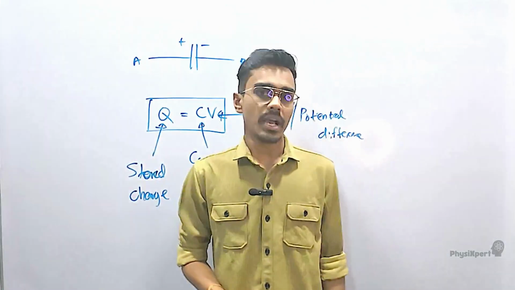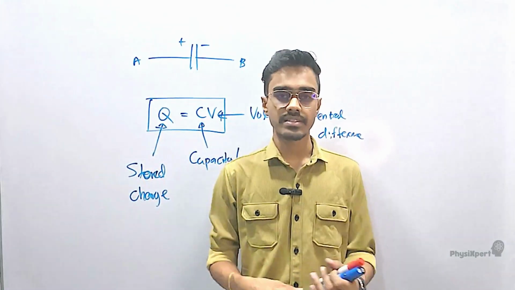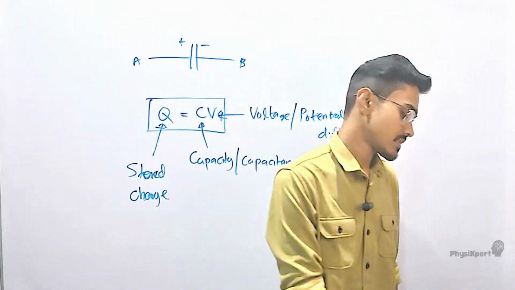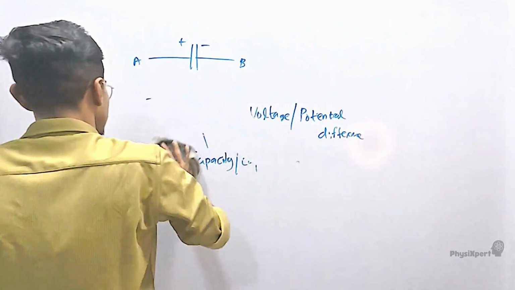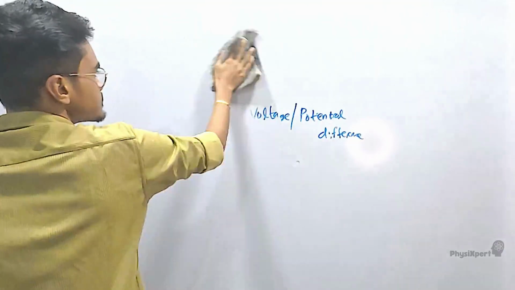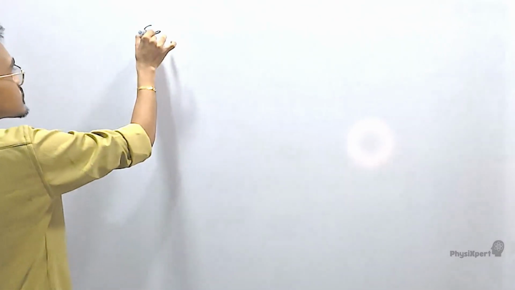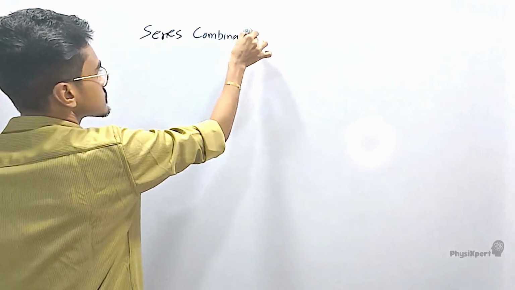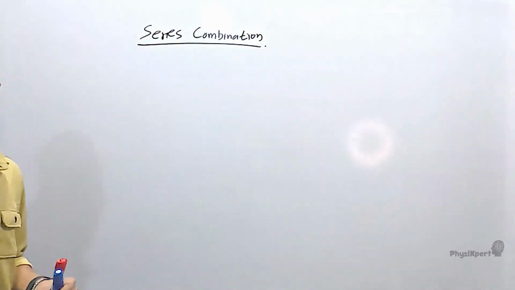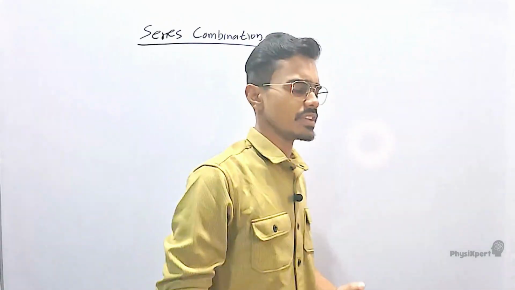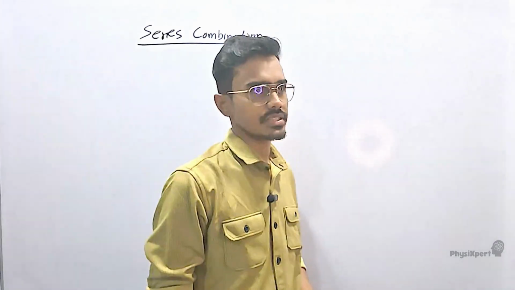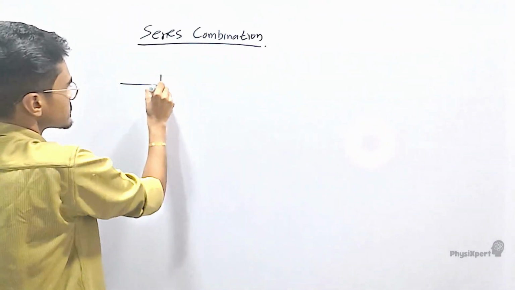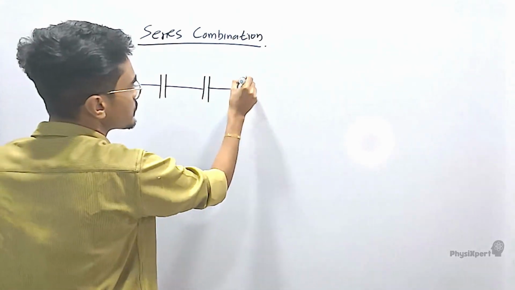Now let's see what happens in series and parallel combinations of capacitors. First, the series combination. We know a series combination is an end-to-end combination, so the capacitors should be connected end-to-end like this.